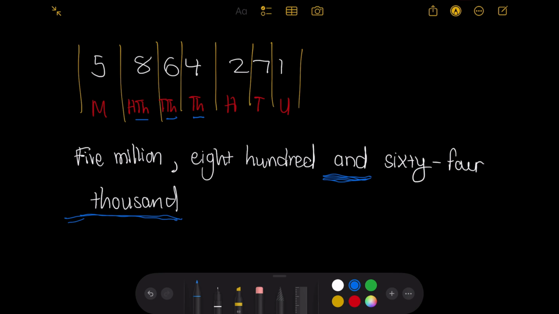If you think about it, it would be incorrect to say 5,800,000, 60,000, and 4,000, because all of them share this thousand. Then you would say 864,000. I hope that makes sense.